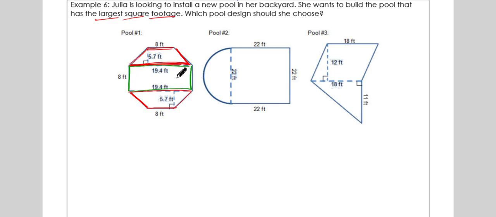Let's do the rectangle first because that's the easy one. Length times width. That's 8 times 19.4. That's 155.2.